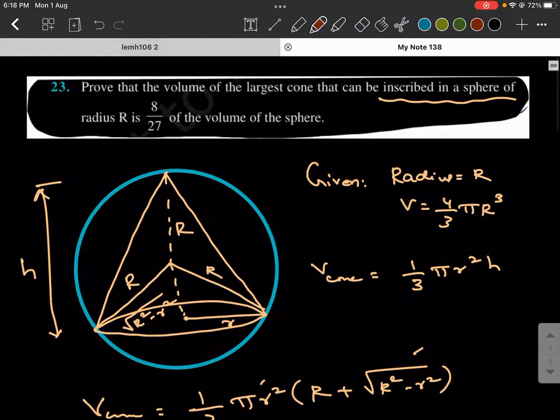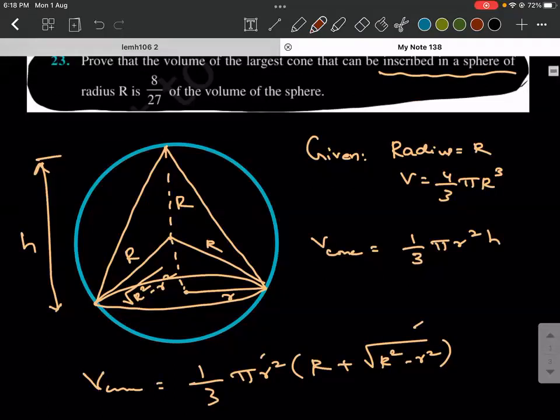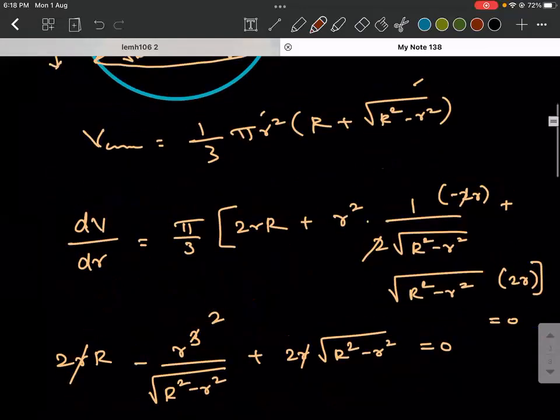So prove that the volume of the largest cone that can be inscribed in a sphere of radius capital R is 8 by 27 times the volume of the sphere. So the radius of the sphere is capital R, volume is 4 by 3 pi R cube. So the volume of the cone is 1 by 3 pi small r square into h. So h is R plus root of R square minus r square. So the derivative is 2r into capital R plus r square into 1 by 2 root of R square minus r square, into minus 2r, correct. Plus root of R square minus r square into 2r. Okay.